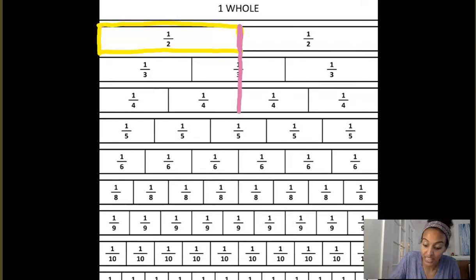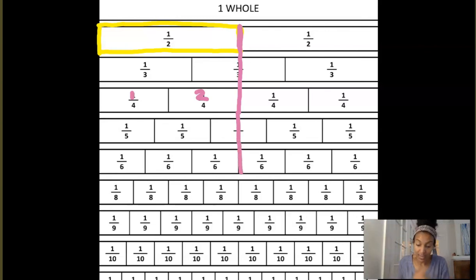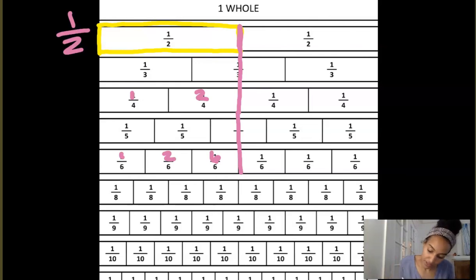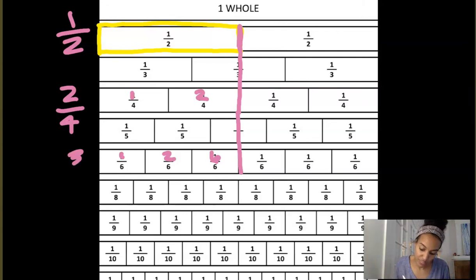Oh, it lines up with the end of this one perfectly. So I know 2/4 is equal to 1/2. Okay, I'm going to keep going with my line and see what lines up. That's in the middle. Nope, nope. Oh, this is the end of a box. Okay, I need to add these together. 1/6, 2/6, 3/6. Okay, so I know that 2/4 is equivalent to 1/2. I know that 3/6 is equal to 1/2.